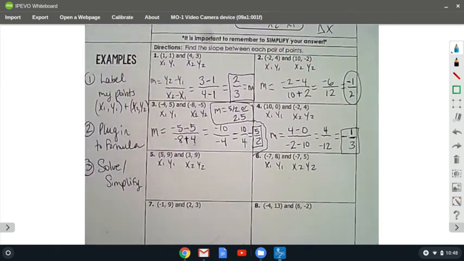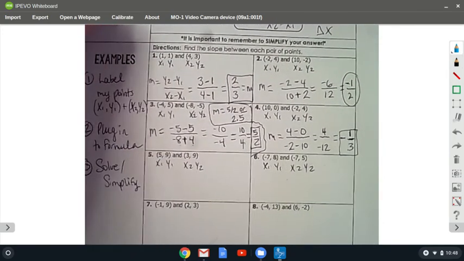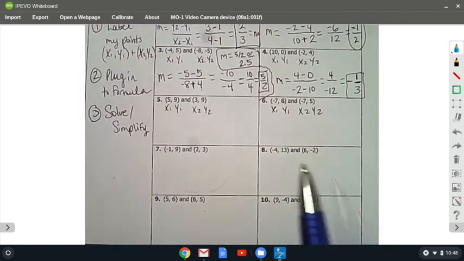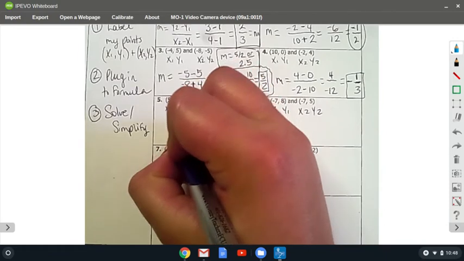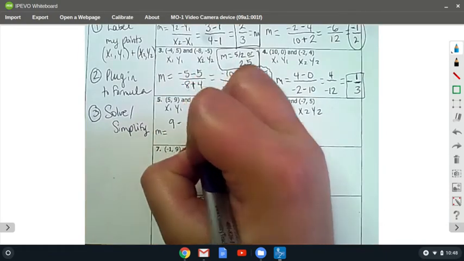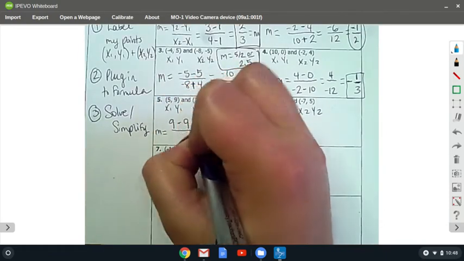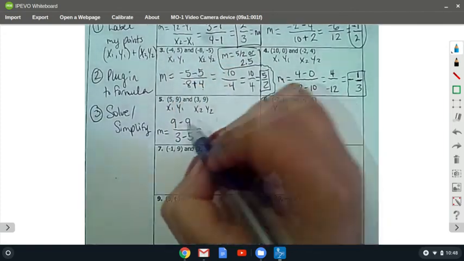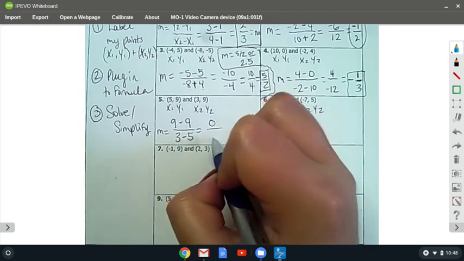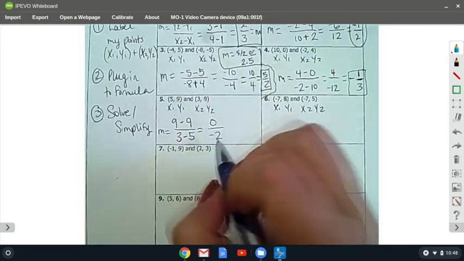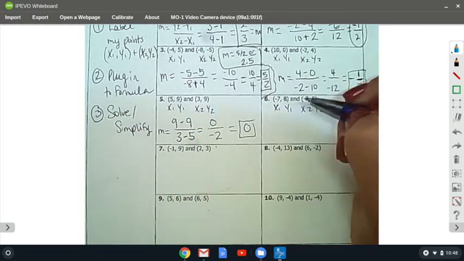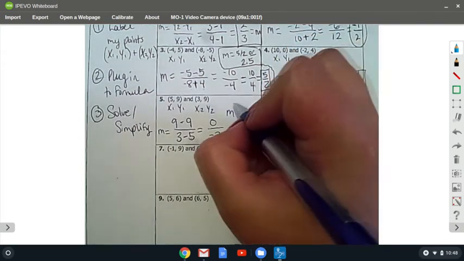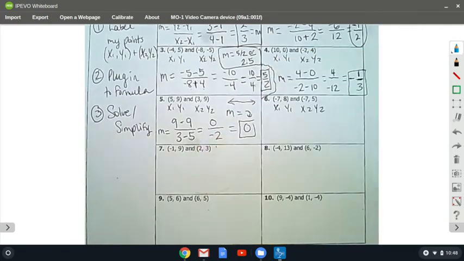I'm going to do 5 and 6, and then I'm going to have you guys try 7 through 10 before you hop on my call. So y2 is 9 minus y1 is 9. And then x2 is 3 minus x1 is 5. So that gives me 9 minus 9 is 0. 3 minus 5 is -2. 0 divided by any number is 0. So my slope, my m, equals 0. So that means my line is going to look like this, a horizontal line.